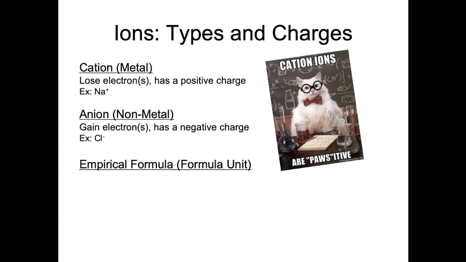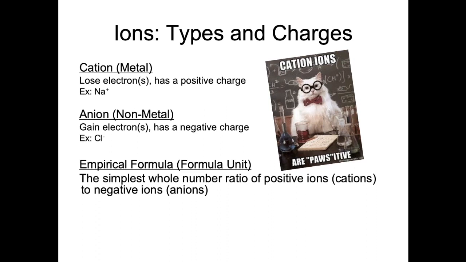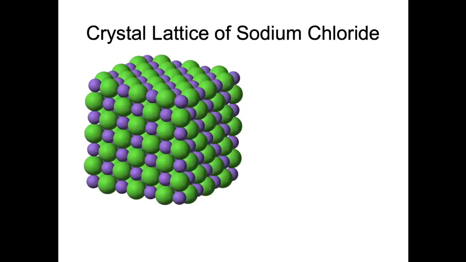Lastly, the chemical formula for an ionic compound is what's called an empirical formula, or a formula unit, and it represents the simplest whole number ratio of the positive to negative ions in the compound. For example, sodium chloride is a 1-to-1 ratio of sodium and chloride ions. So if we look at this picture here, we can see in the crystal lattice there is more than just two ions. There's more than just one sodium and one chlorine.